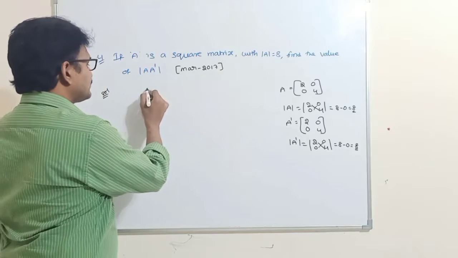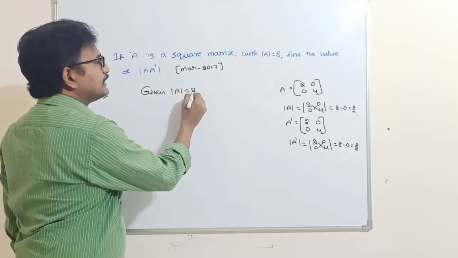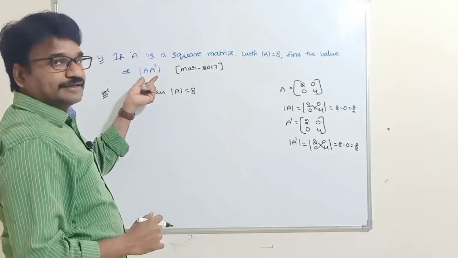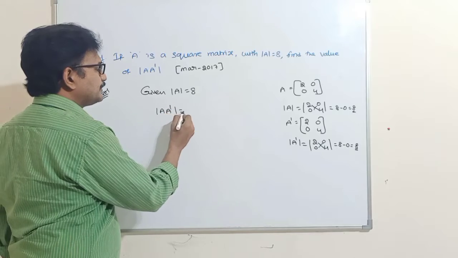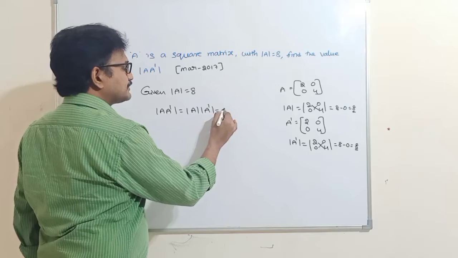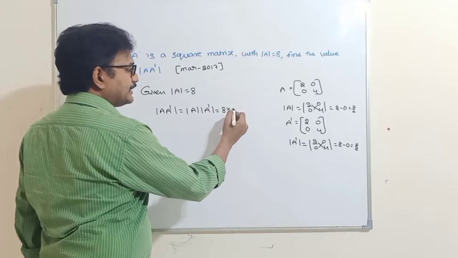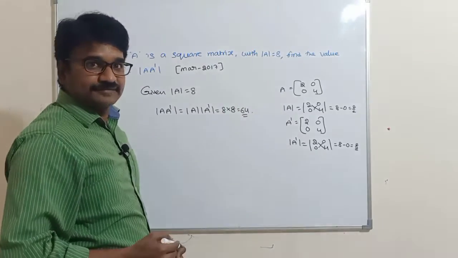Given det A is equal to how much? Given det A is equal to 8. Then what to find? Det of A into A dash is how much? Det of A into A dash is equal to det A into det of A dash. So det A value is 8. Then det of A dash is also 8. 8 into 8 is 64, which is the answer.